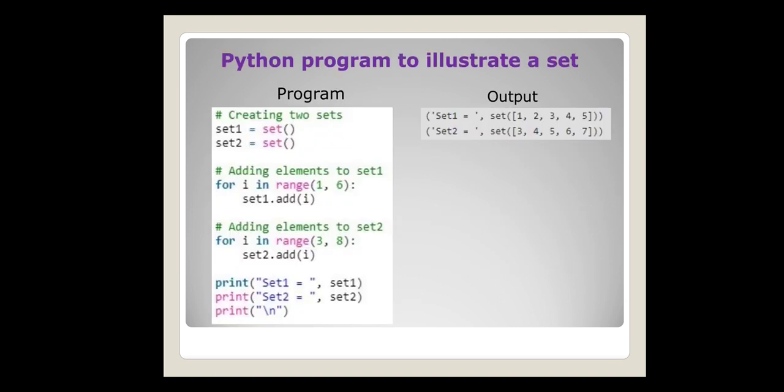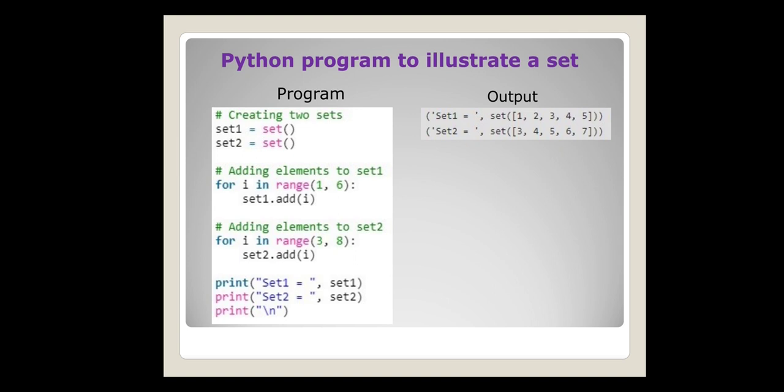So here is an illustration of a set. I am creating two sets, set 1 and set 2. While adding elements to set 1, I am using a for loop. I am specifying the range 1 to 6 by using the range function. It will iterate from 1 to 5, because the range function does not include the element we are specifying at the end. So it will iterate 1 to 5, and that's why we are adding 1 2 3 4 5 in set 1.